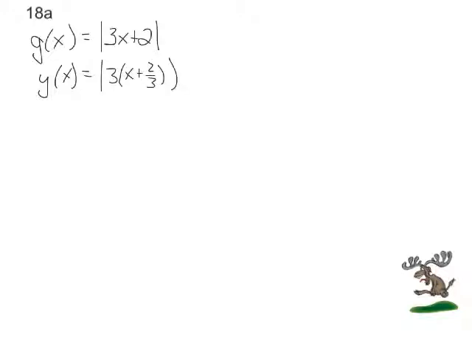And what that does is it kind of isolates the x plus a number term and the stretch factor here. So the first thing is we know that the graph has shifted left 2/3 of a unit, because the x has been replaced with x plus 2/3, and then we know that the graph has a vertical stretch by a factor of 3.